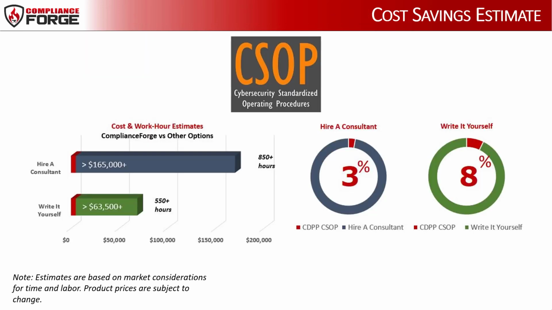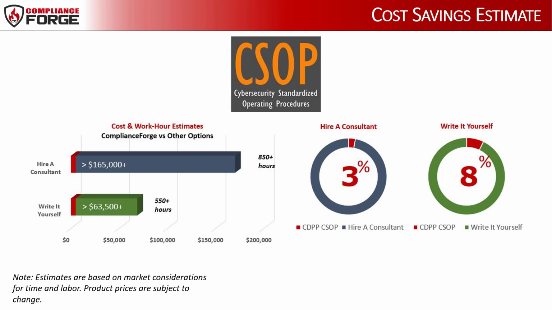From a cost savings perspective, for your internal staff to generate comparable documentation to the CSOP, it would take them an estimated 850 internal staff hours, which equates to the cost of approximately $63,000 in staff-related expenses, and take about 6 to 18 months of development time.